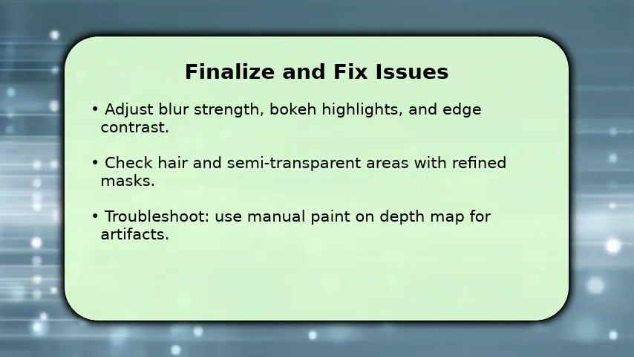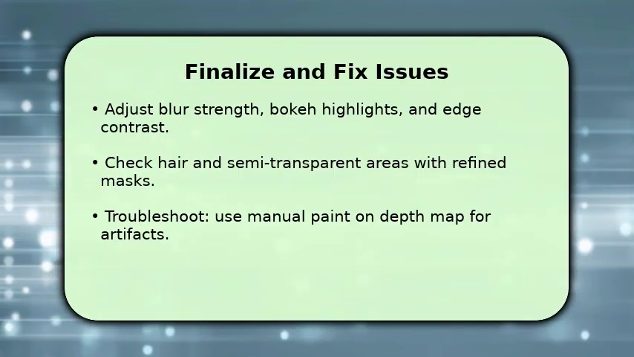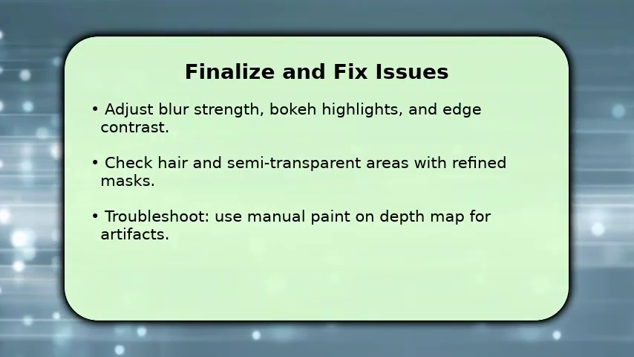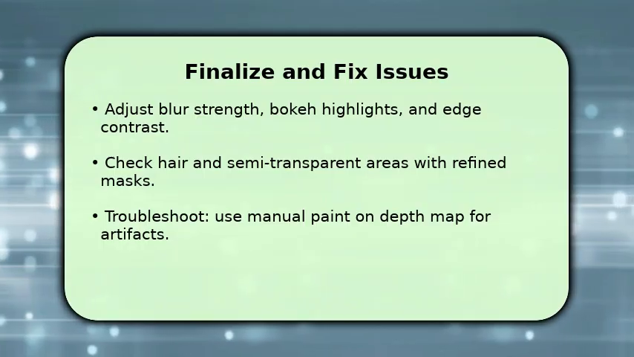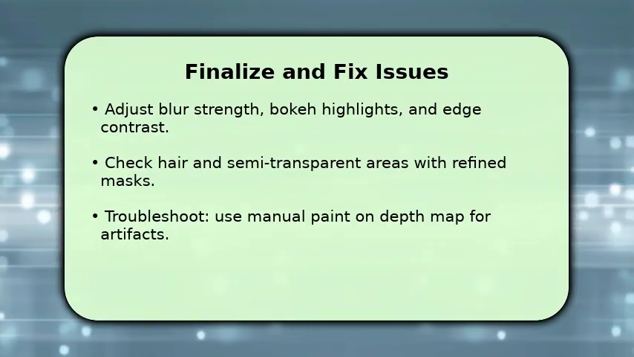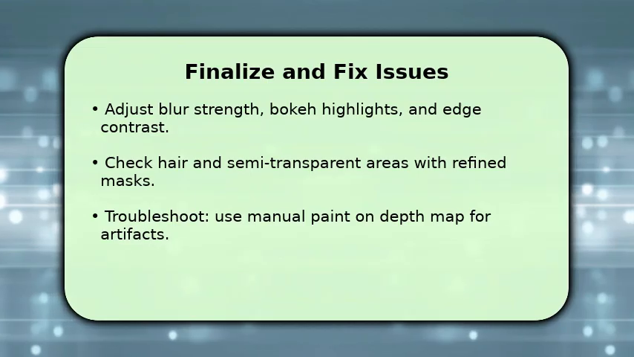If you see haloing or incorrect blur, paint corrective tones on the depth map: darker for more blur, lighter to bring details forward. Export a flattened copy and keep the layered file for future fixes.